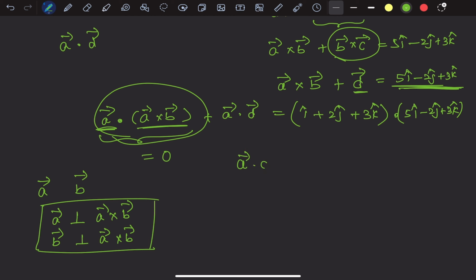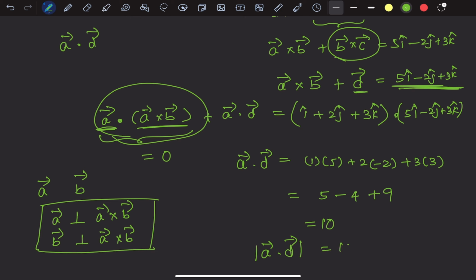So we have A bar dot D bar is equal to 1 into 5 plus 2 into minus 2 plus 3 into 3. So this is 5 minus 4 plus 9. So this is simply 10. So the modulus of A bar dot D bar is simply 10.